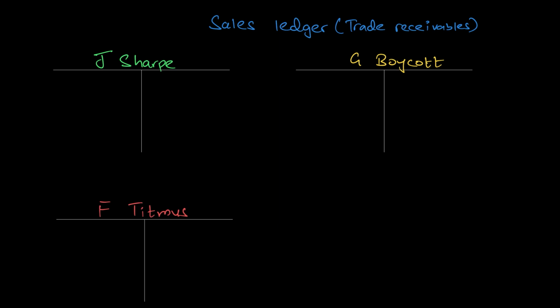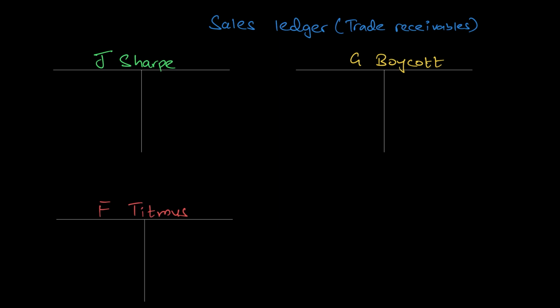You should all remember, I've discussed this earlier, that we draw a simple T account. This is called the debit side and this is called the credit side of a T account. So all transactions that are debit entries will go in the debit column. All transactions that are credit entries will go in the credit column over here. I will draw an individual account for J Sharp, for G Boycott, and for F Titmus. My job over here is to determine whether they have cleared off their balances. Is there any outstanding amount left or not?